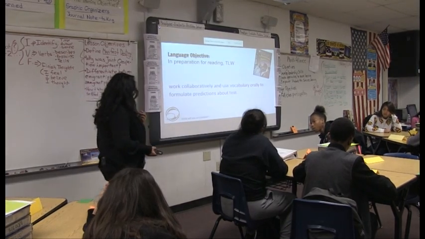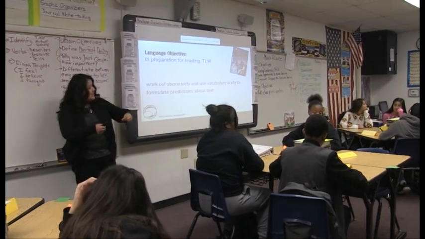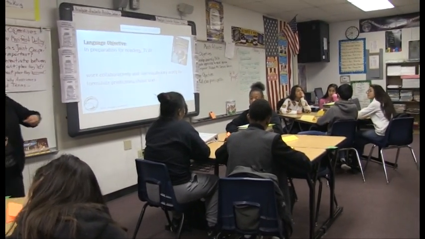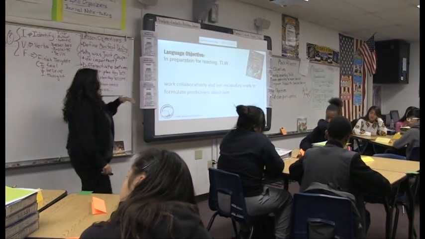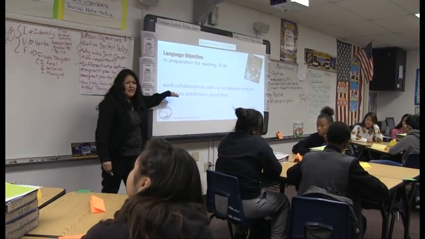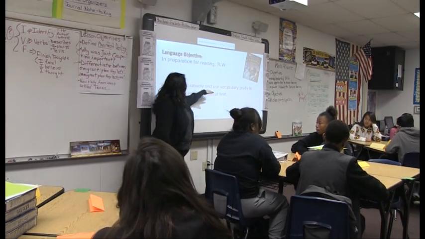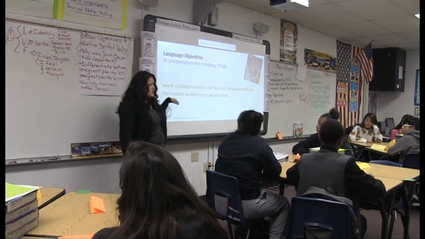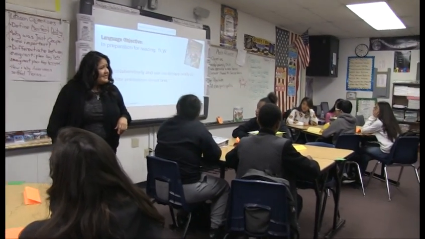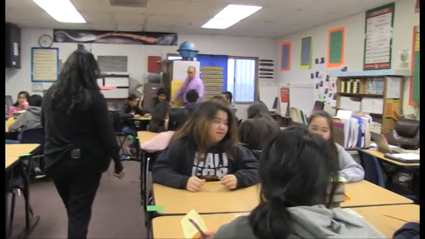So what I want you to do first is turn to the person next to you. If you have four partners there, turn to the person next to you. If you have just two or three, then turn with whoever's at your table. And explain to your partner, what do you think it means to work collaboratively? What does it mean to use vocabulary orally? And what's your goal? Turn and talk, I'm going to give you about 30 seconds. What do you think we're doing today based upon our learning target, our learning objective?